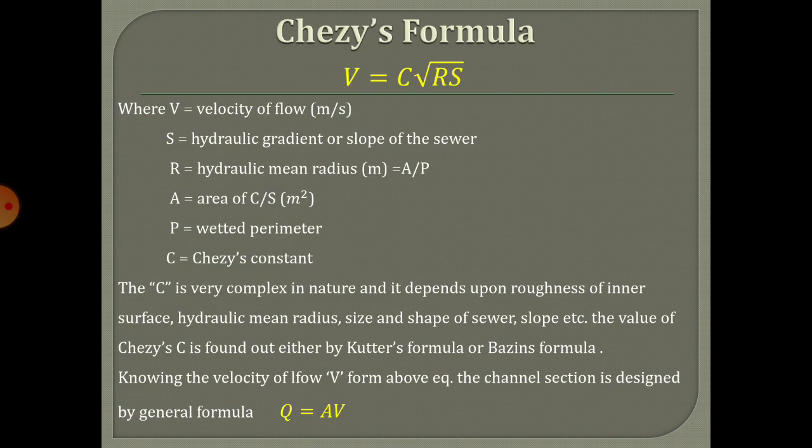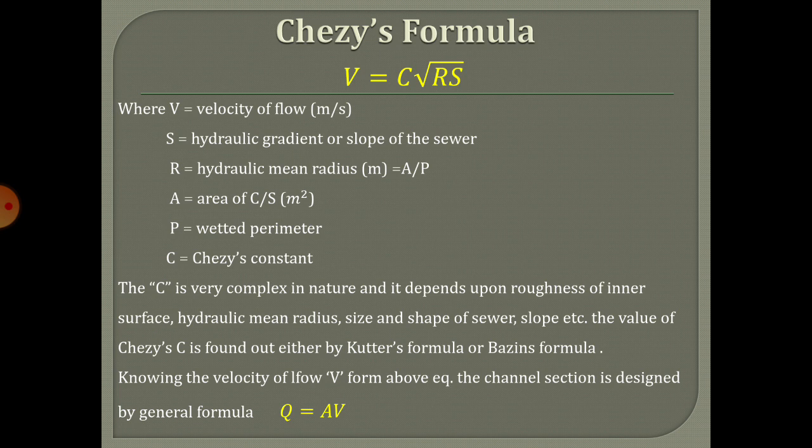The first one is Chase's formula. By this formula, the velocity of the flow is calculated using V equal to C under root R into S, where V is the velocity of the flow in meters per second, S is the hydraulic gradient or slope of the sewer, and R is the hydraulic mean radius.